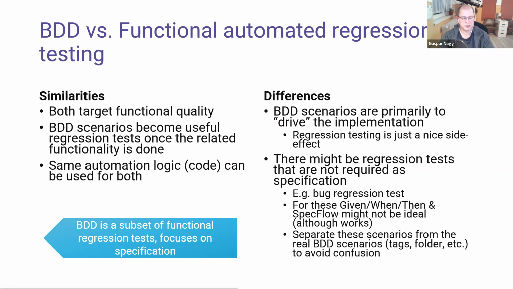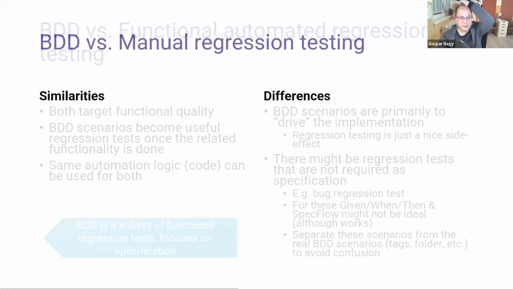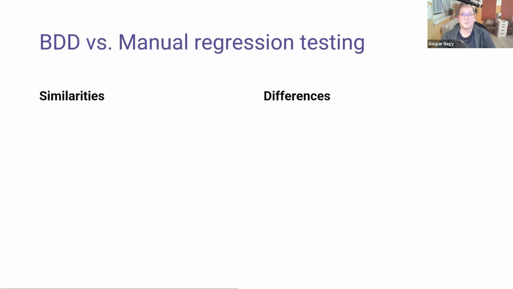Okay, so we have seen TDD is a good extension to BDD. Functional automated regression testing is a good extension, or might be a good extension to BDD. Let's move on to the third one, and which is the manual regression testing. So how does BDD relate to manual regression testing?